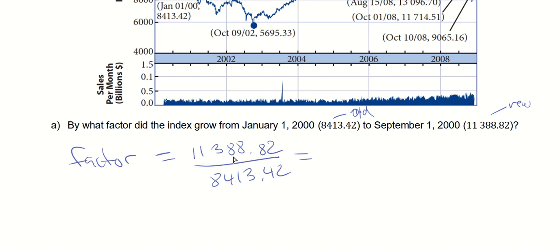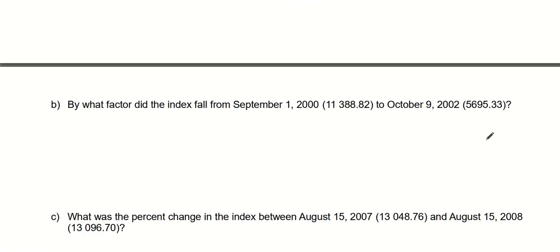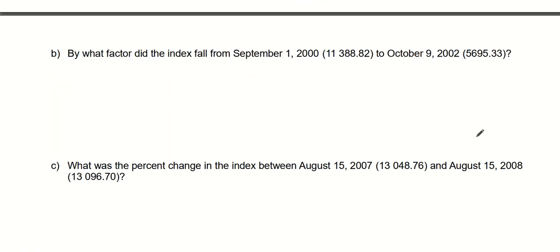It's one number over the other and tells you how many times bigger or how many times smaller a number is. So in this case, this is going to be 1.35 times bigger. That's all it is. It's basically 1.35 times bigger. Okay, so next problem. Oh, it's continued on.